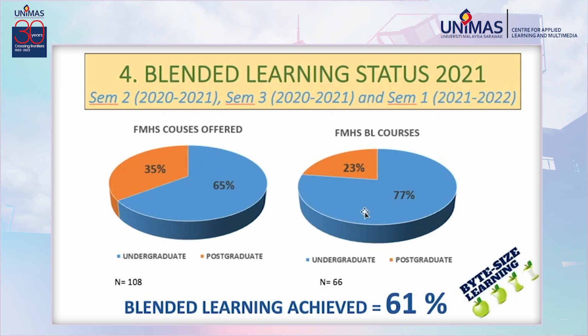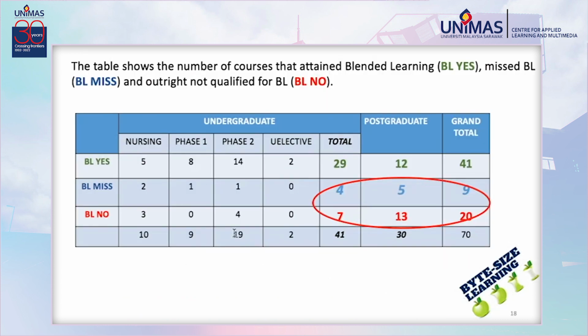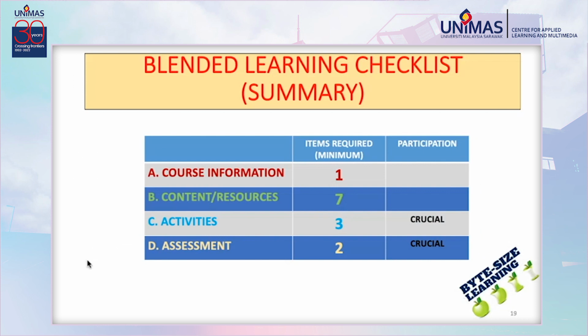So once again, why is this a problem? If you analyze last year's results, there is a category called blended learning miss, and then there's blended learning no. Now the blended learning no goes back to these numbers here, 1, 7, 3, and 2. The course information and content resources, everybody will achieve, no problem. We don't have any problem with all the courses that are already on eLEAP. It's only these two parts, activities and assessment.